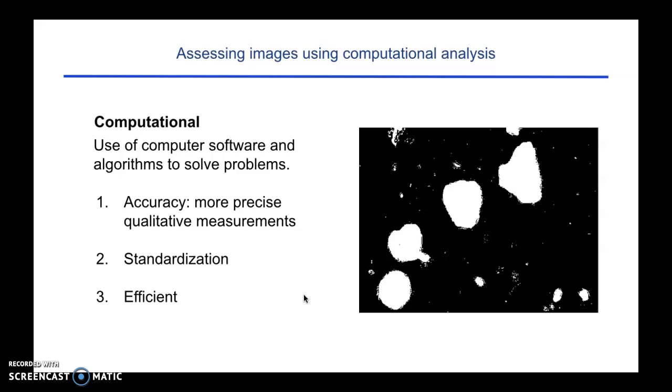Computational analysis is best when it comes to accuracy and precision, mainly because it already has set algorithms and parameters that the computer sets, so it's much more precise in comparison to the qualitative, where it's just the person, and their gut instinct is telling them that this is this and that is that.